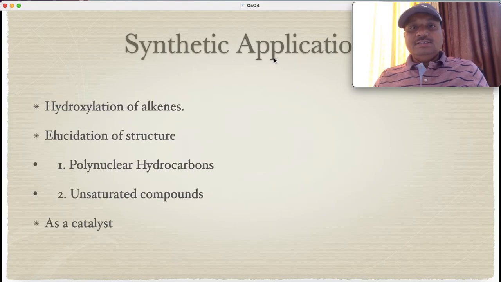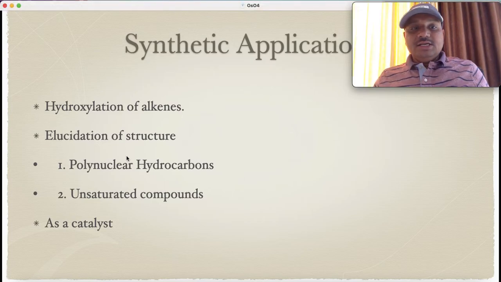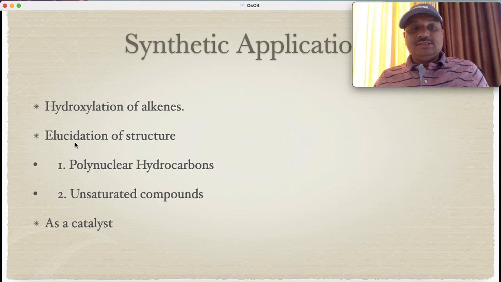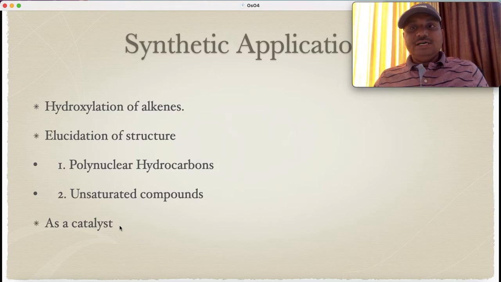Let us see the synthetic applications of osmium tetroxide. The first synthetic application is that it is used for hydroxylation of alkenes. The second is that it is used for elucidation of structure in polynuclear hydrocarbons as well as unsaturated compounds. The last is that it is used as a catalyst. Let us see them one by one.